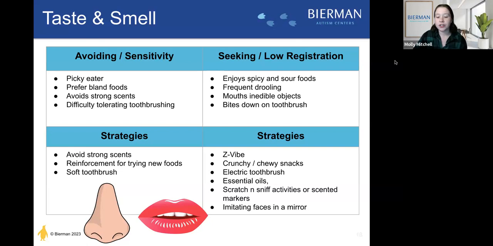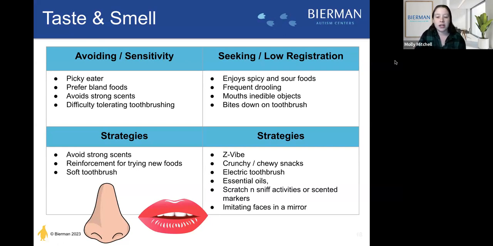And so some strategies to promote sensory regulation for this hyposensitivity would be using a Z-Vibe. So this is a vibrating tool that you put inside your mouth, and you can go on the insides of your cheeks, on your tongue, on your teeth. It's similar to an electric toothbrush, which is another strategy.